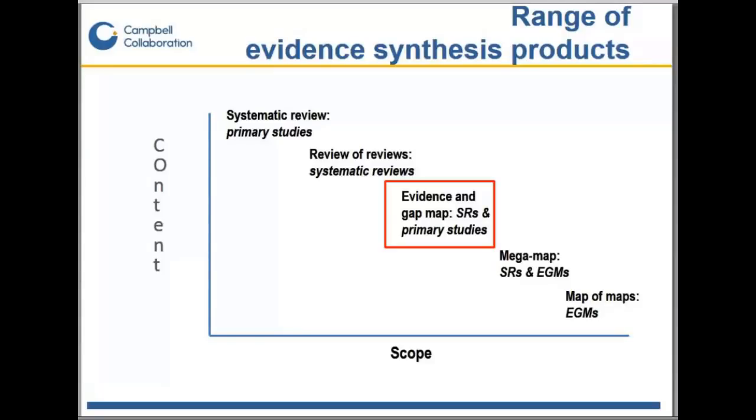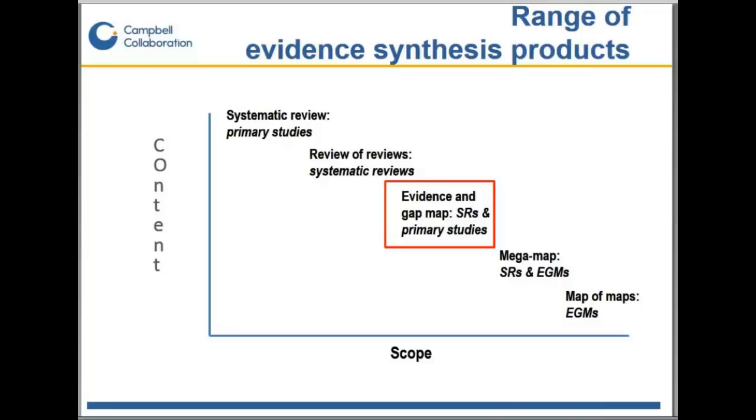An important breakpoint comes in this diagram at evidence and gap maps. Because evidence and gap maps, EGMs, the mega map and maps of maps, which are types of map, only tell you what evidence is available. They do not tell you what the evidence says. That's a very important point to note. At least insofar as the maps that Campbell is supporting the production of, the maps are a way of displaying the available evidence, not of summarizing what the evidence says.